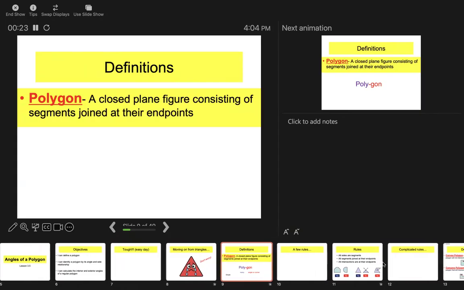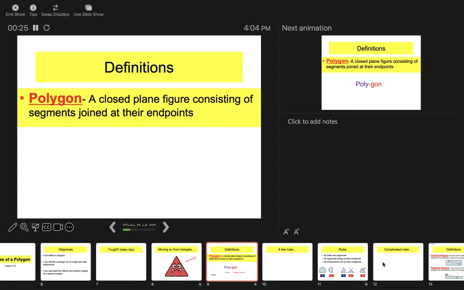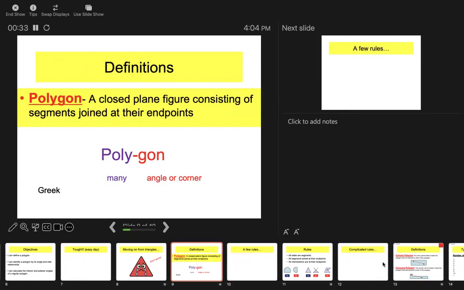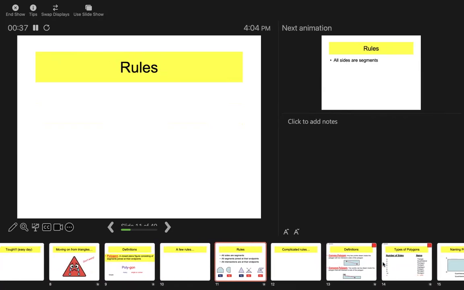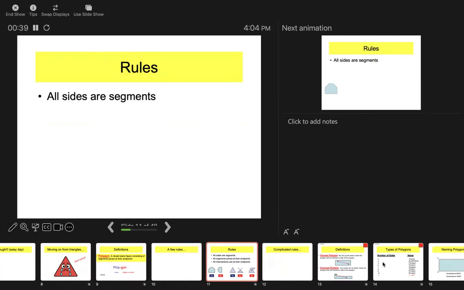All right. Remember, we're talking about polygons. Polygons are closed plane figures consisting of segments that join at their endpoints. Poly meaning many, and gon meaning angle or corner, so many angles. There are a few rules. Remember, to be a polygon, first off, the sides have to be segments. So that's a polygon, but that isn't a polygon. Why? Because one of the sides is a curve.